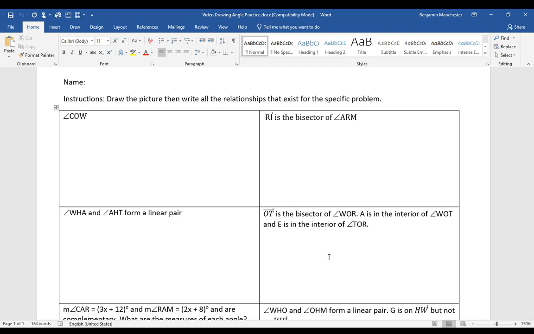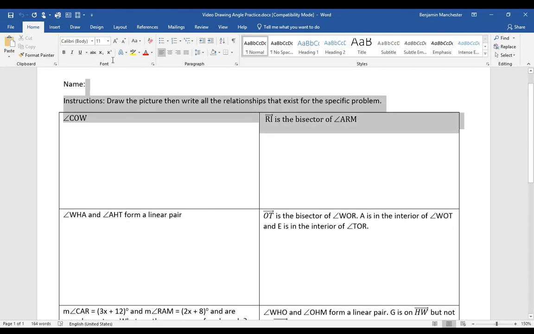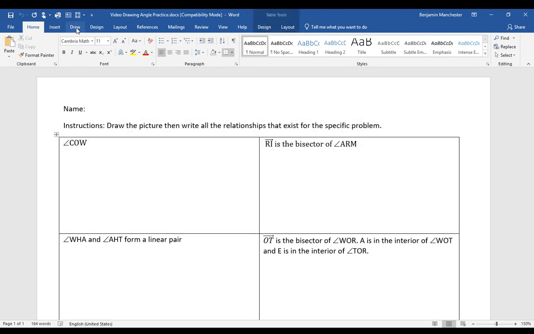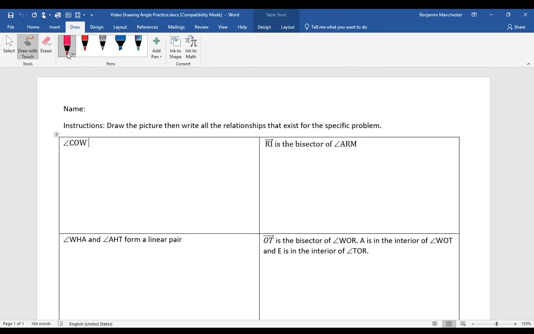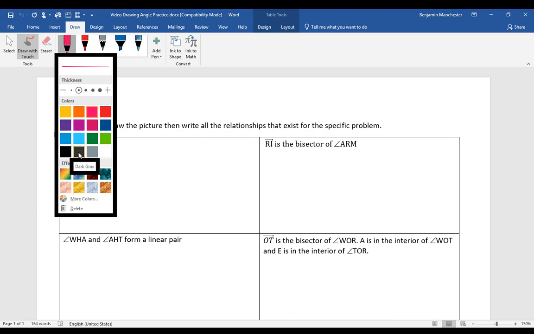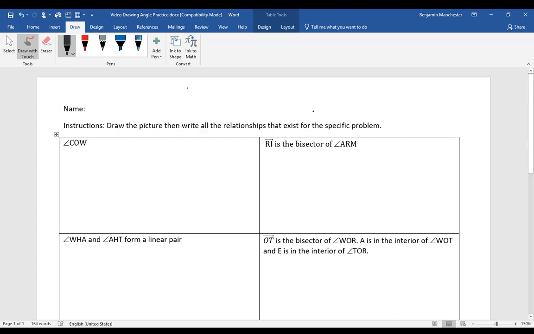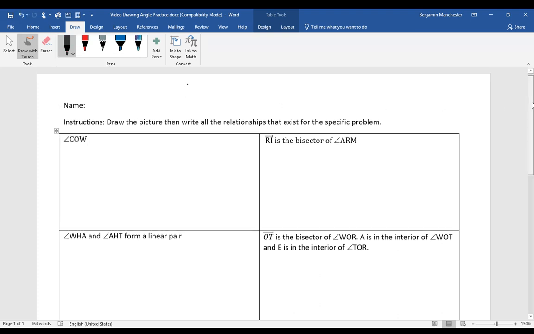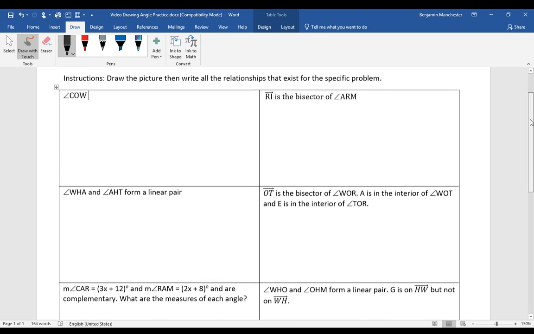Okay, in this video, we're going to practice drawing, especially these geometry things. In geometry, you're often given word problems, and you're going to have to draw the picture so that you can see what's happening and be able to figure things out. So we're going to go through this and see if we can be helpful in drawing these things. Okay, so the instructions are to draw and write all the relationships that exist.